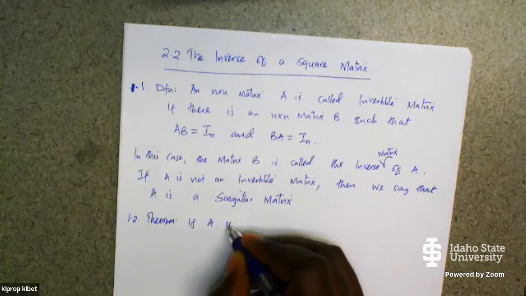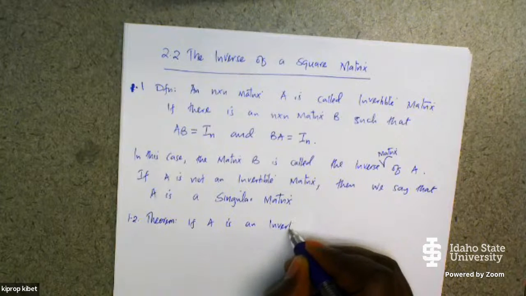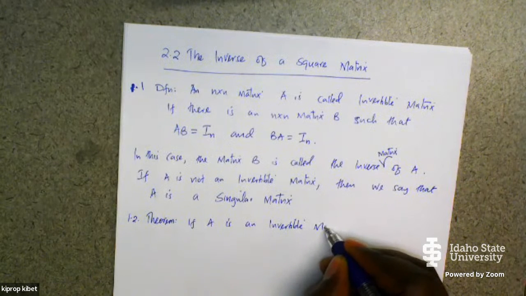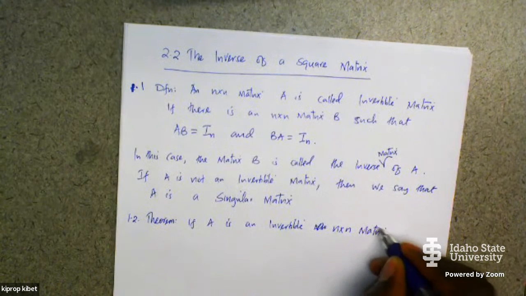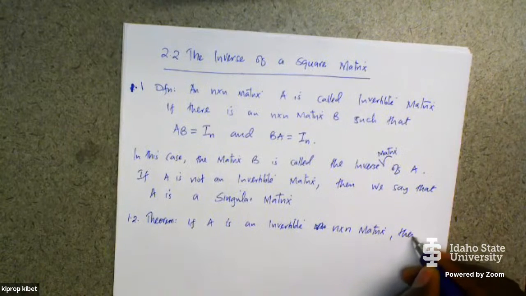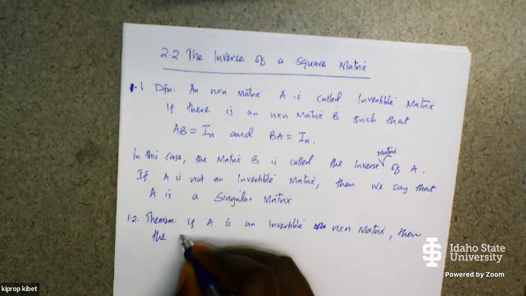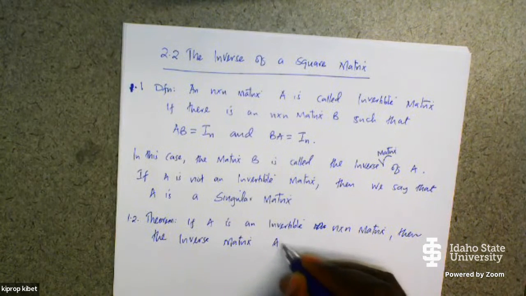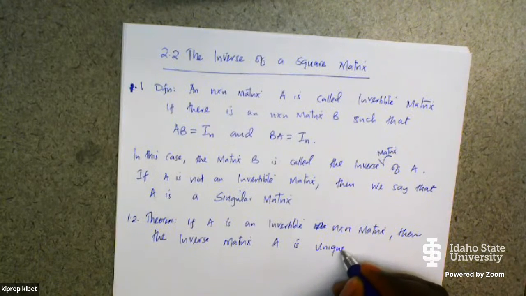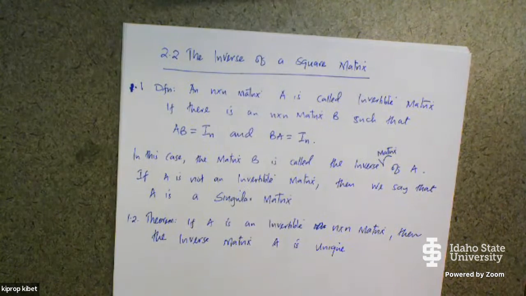If A is an invertible n by n matrix, then the inverse matrix of A is unique. The inverse matrix of A is unique. A is an invertible n by n matrix. Then how can we show that the inverse is unique? So let's prove this.